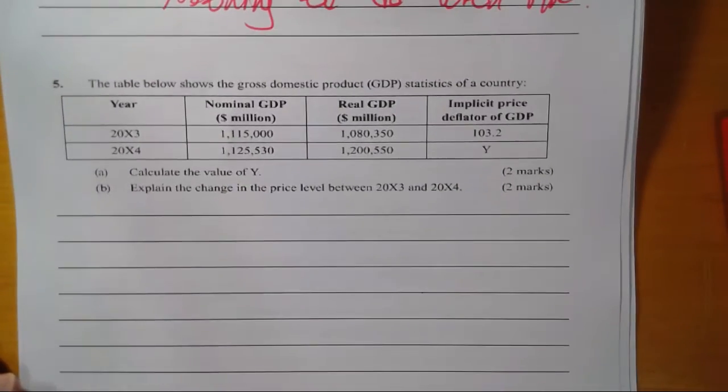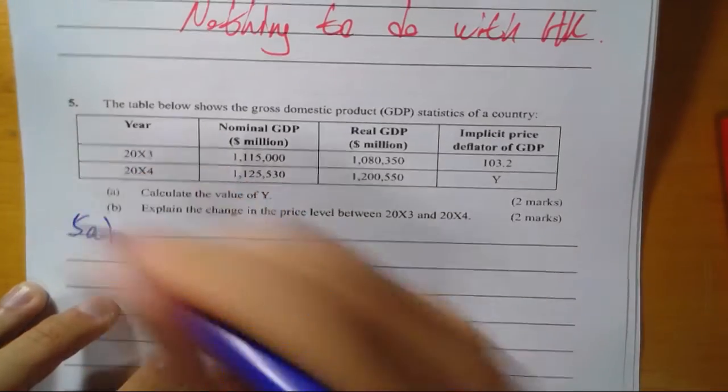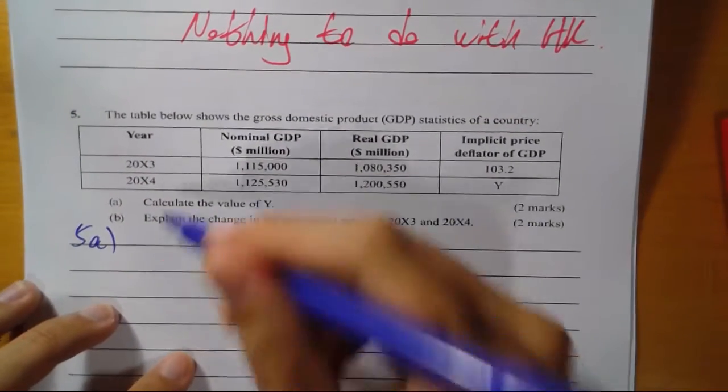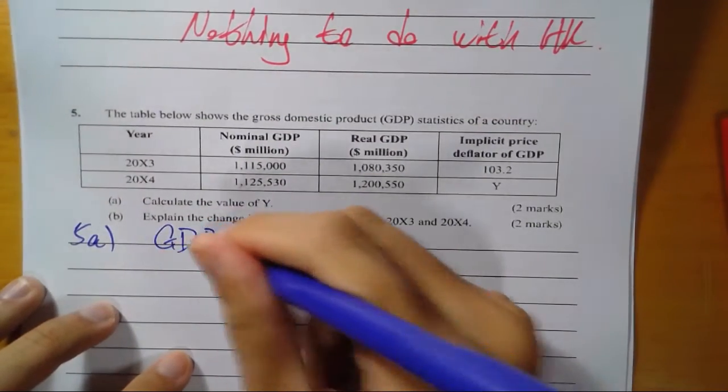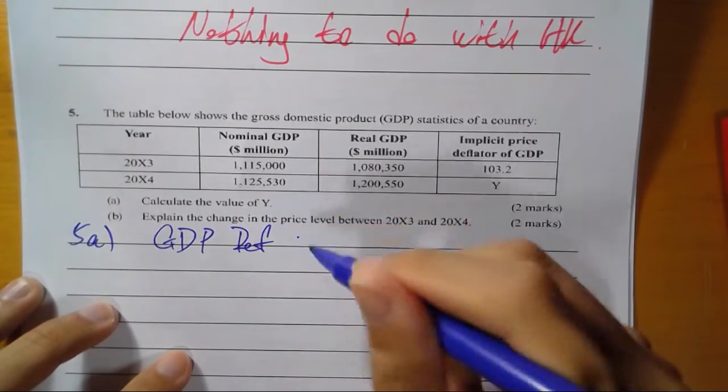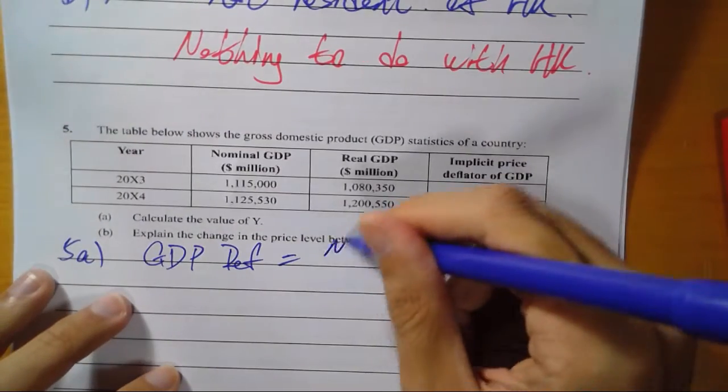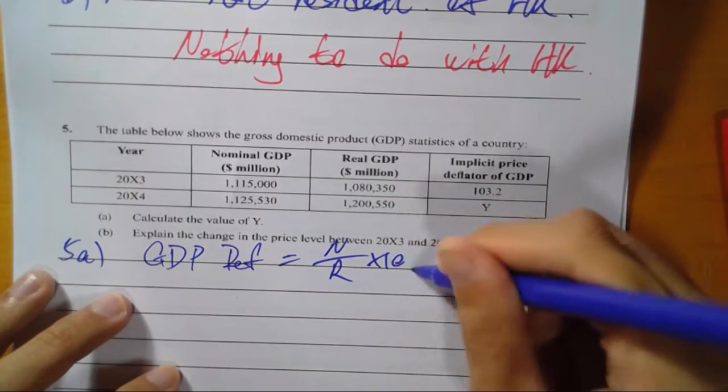Now, next one. We just need to do some calculation here using our formula. Okay, now this time we need to calculate Y. We know GDP deflator equals nominal divided by real times 100.